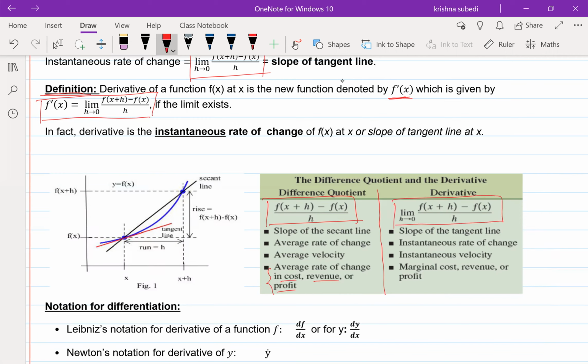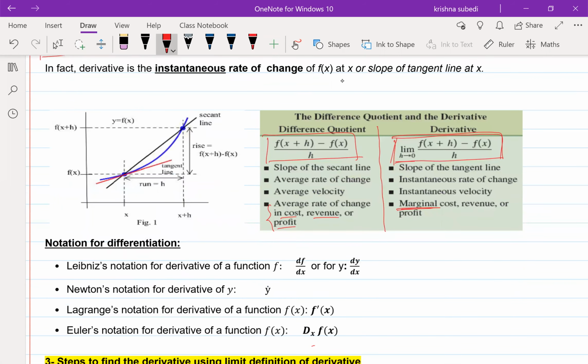Now, when we have this expression, f of x plus h minus f of x over h, as h tends to 0, then this expression represents the slope of the tangent line, the instantaneous rate of change, or instantaneous velocity, or marginal cost. This is a very important word in economics. If you want to find the marginal cost, marginal revenue, or marginal profit, basically you need to find the derivative.